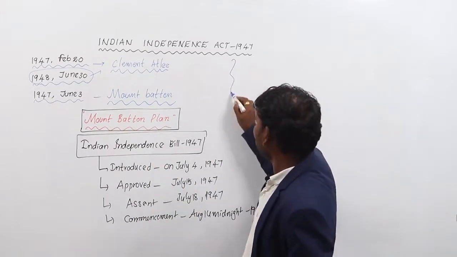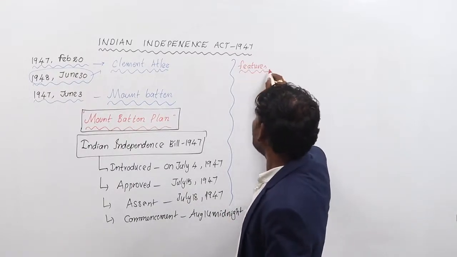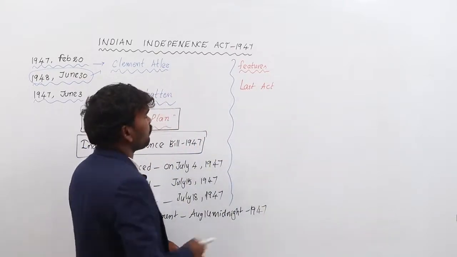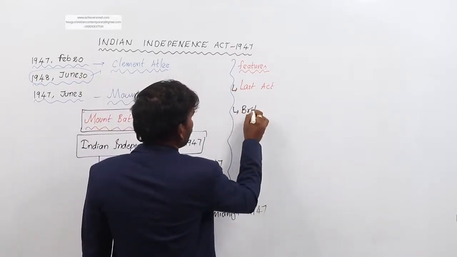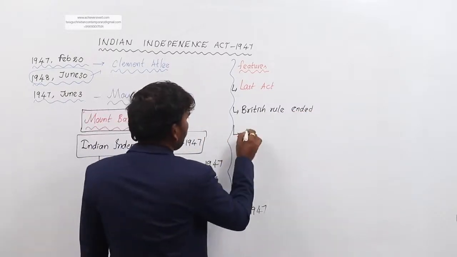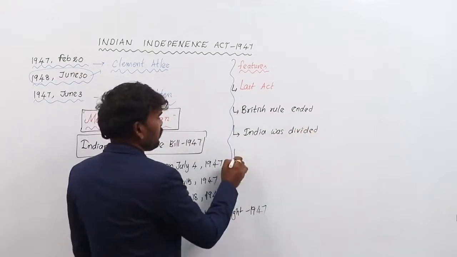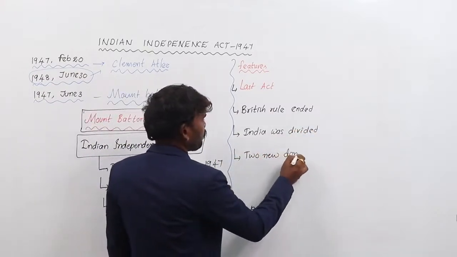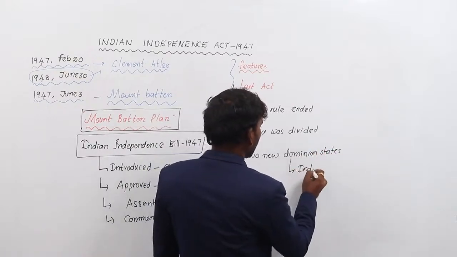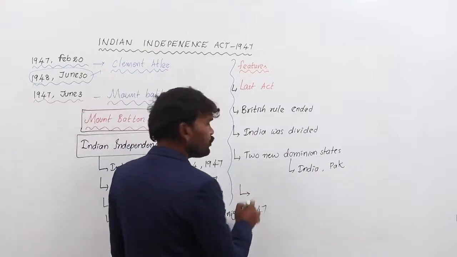What are the salient features of the Indian Independence Act 1947? Salient features. This is the last act enacted by the British government in India. And by this act, British rule was ended in India. India was divided on the grounds of religion, and two new dominion states were formed. They are India and Pakistan. The new dominions, India and Pakistan, came into existence.